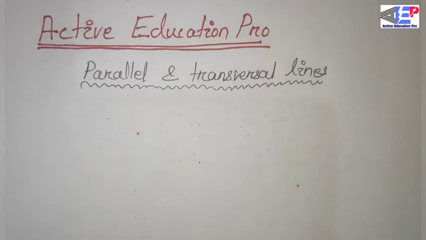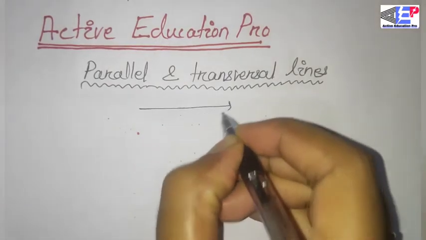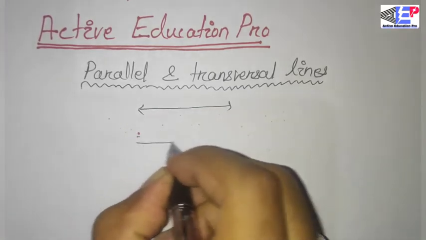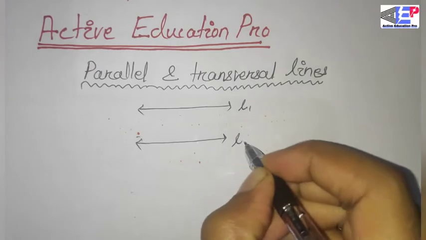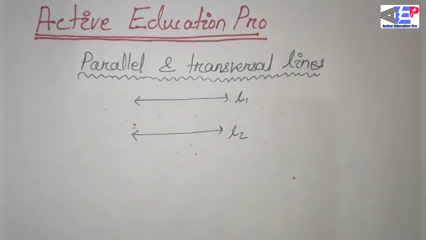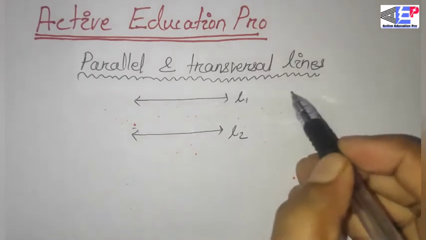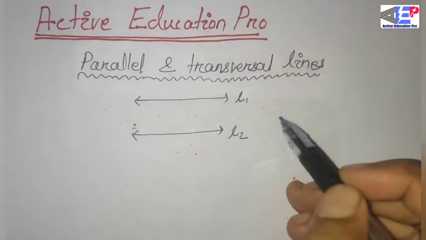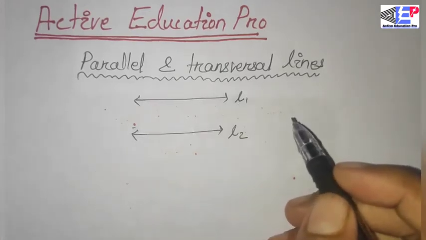First, let's know what parallel lines are. We draw an example of a pair of parallel lines. This is a line and this is another line. The first line is L1 and the second line is L2. Here L1 and L2 are parallel lines. Why? Because when we extend these two lines in both directions, rightwards or leftwards, they never meet at any point.